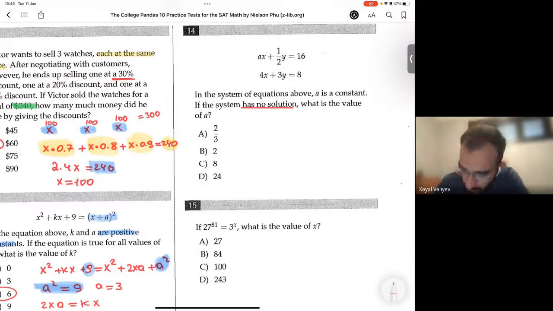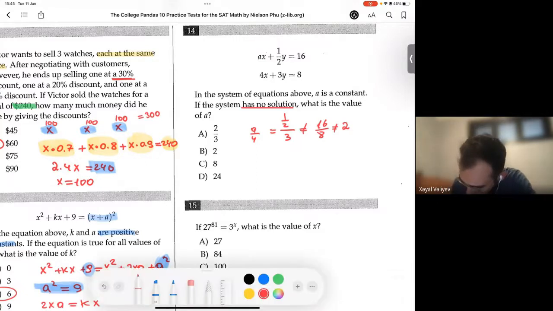A over 4 equals half over 3, and that is not equal to 16 over 8. I need to take it a little bit down, like here. 16 over 8 means 2. So it cannot be 2. The ratio between a and 4 cannot be 2.